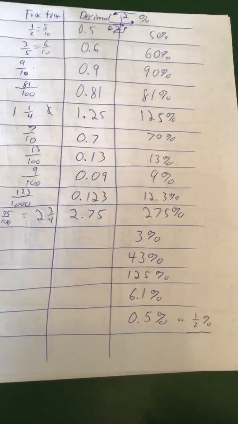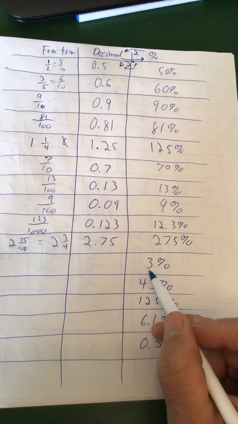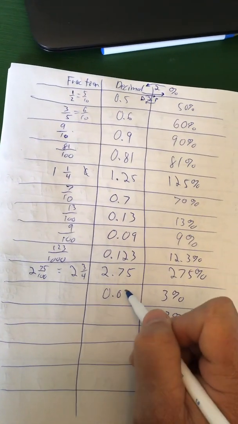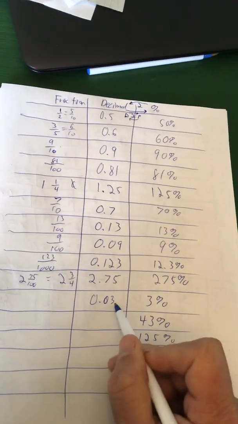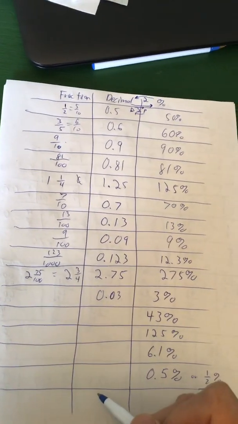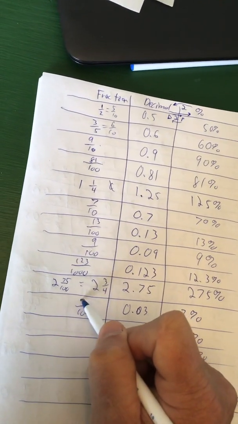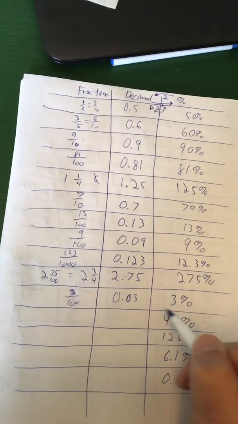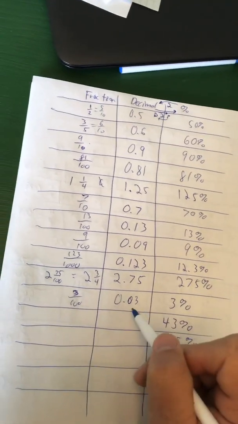Okay, then these last 5, you're going to start with percent. So again, hit pause if you can do it. 3%. You move it 2 this way. 1, 2, that's 3 hundredths. Isn't this 3 out of 100? This is 3 out of 100.